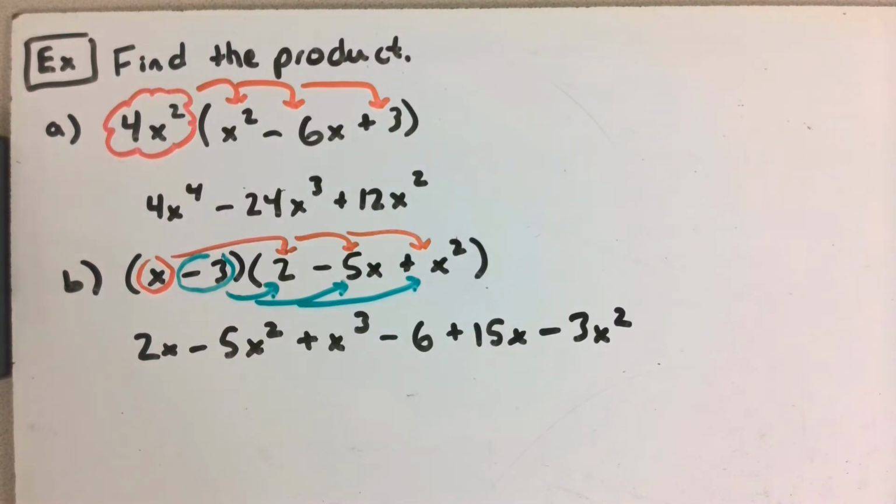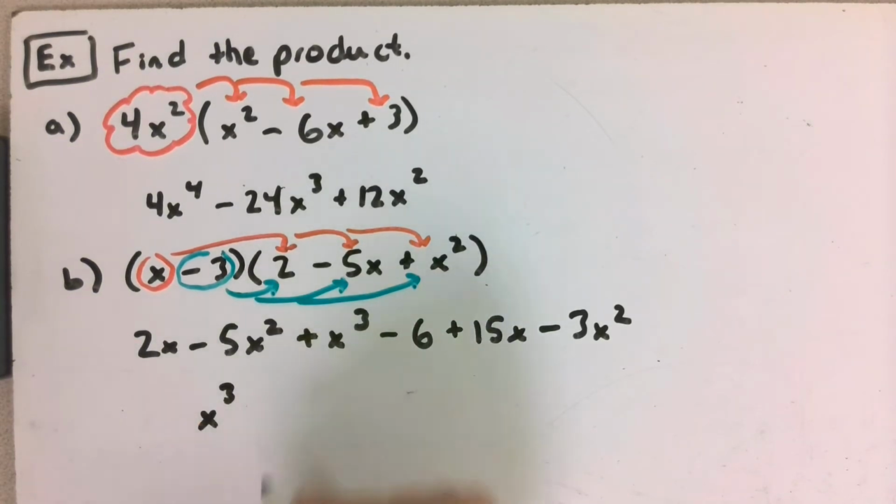Once you have eliminated your parentheses, then you should combine like terms, writing your final answer in standard form. To do that, we do need to identify the highest power of x. That happens to be an x to the third. We don't have any other x to the third terms, so I can just copy that down as our first term in our final answer.